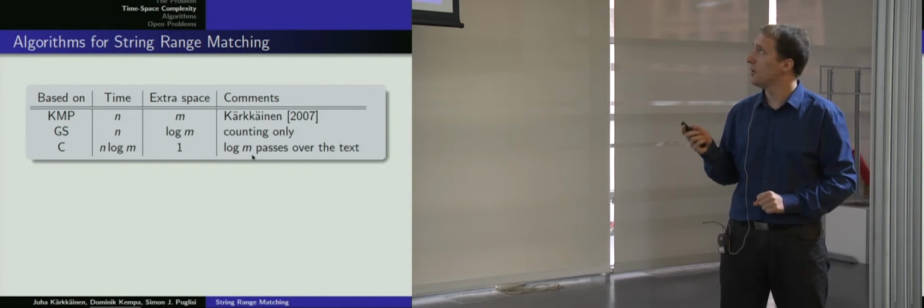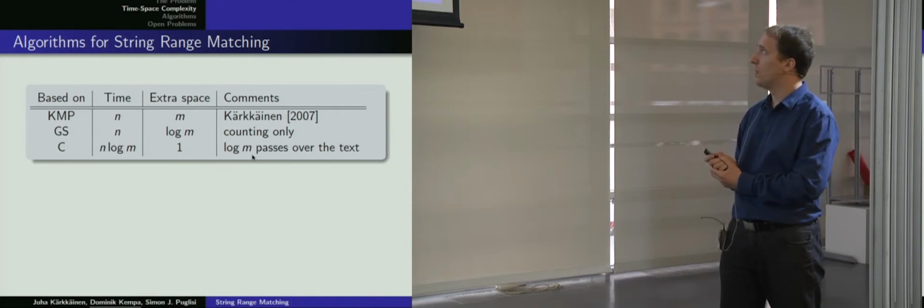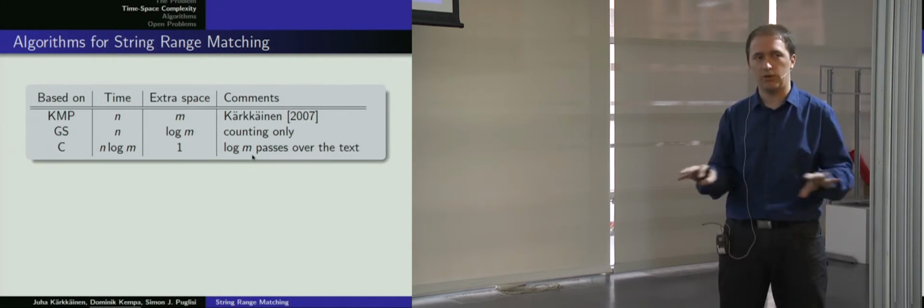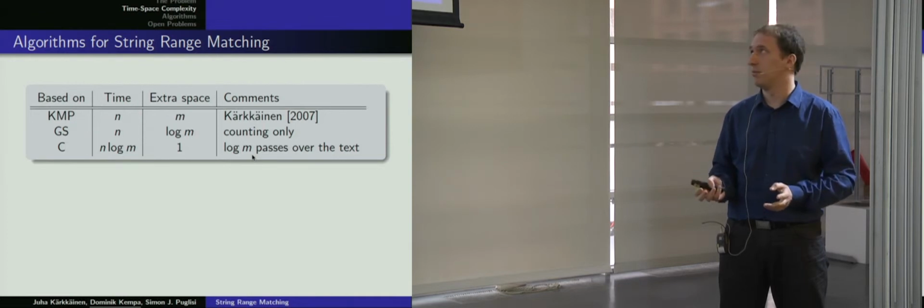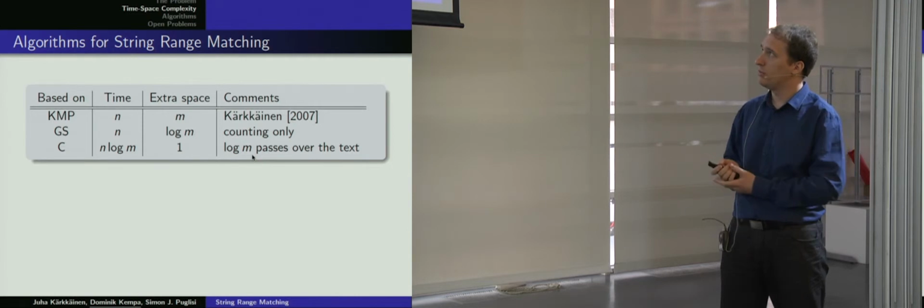The first one is based on the algorithm of Galil and Seiferas. It runs in linear time. It's using order log m extra space, but it only works for the counting variant of the problem. So we can only count how many suffixes of the text are smaller than the pattern, but we cannot enumerate them. The second algorithm is based on Crochemore's algorithm and runs in n log m time, and it's using constant extra space.